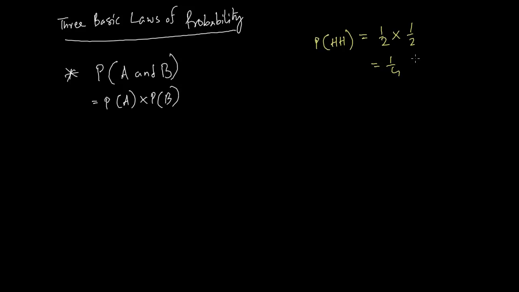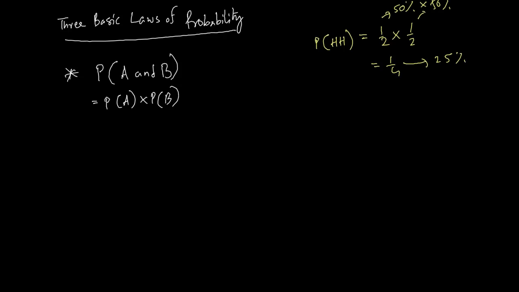The more you multiply, the more the probability decreases. Of course, just by a simple arithmetic rule, 50% times 50%, if you multiply these two, is going to be 25%. So the more you multiply, the probability is actually decreasing.